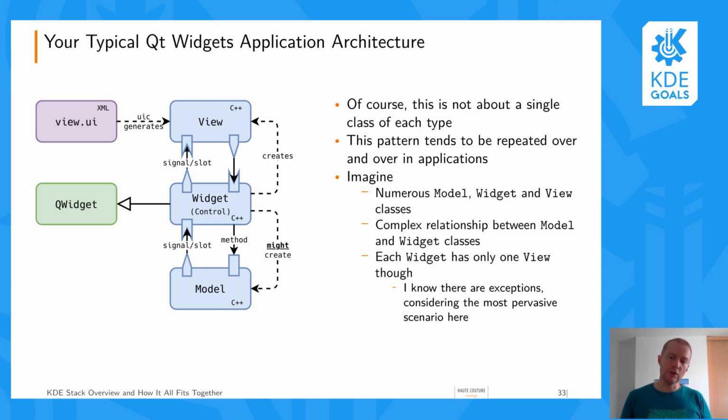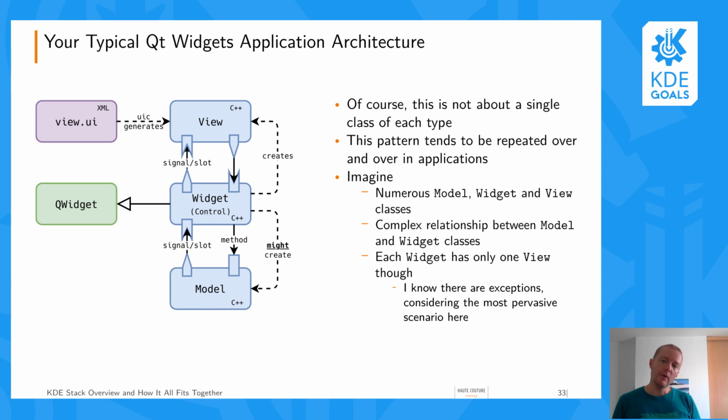The widget is generally written in C++ as well. It inherits from QWidget, okay? And it will very often provide some signals and some slots. The slots will be used to react to something happening in the models. And the signals will probably be to notify the view that something happens.